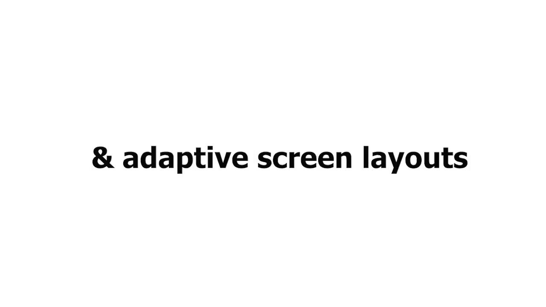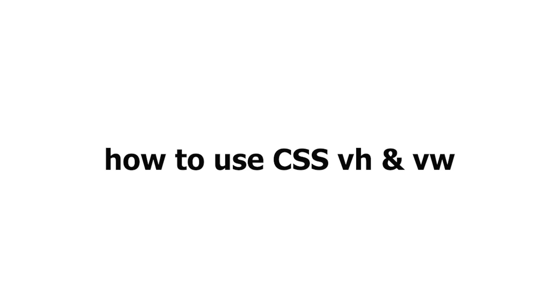Hello developers. In today's video we are going to explore CSS vh and vw units. These are extremely useful for making responsive and adaptive layouts. At the end of this video you will know how to use CSS vh and vw to make a dynamic layout. What are vh and vw units?